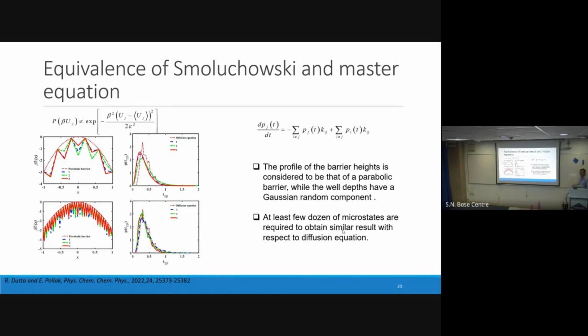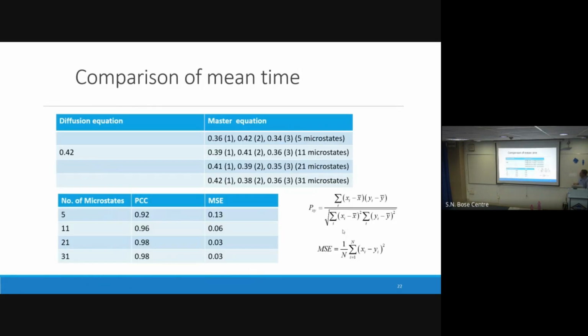to explain or justify the Smoluchowski equation, and this is the master equation for the forward and backward jump rate. Then we compared the mean time for the diffusion equation and the master equation. In the reduced unit, for the diffusion equation we get 0.42, and from the master equation for different microstates we tried to get as close as possible. Out of 100 realizations we tried, we see we can get close to the diffusion equation for different cases, even for 5 microstates.